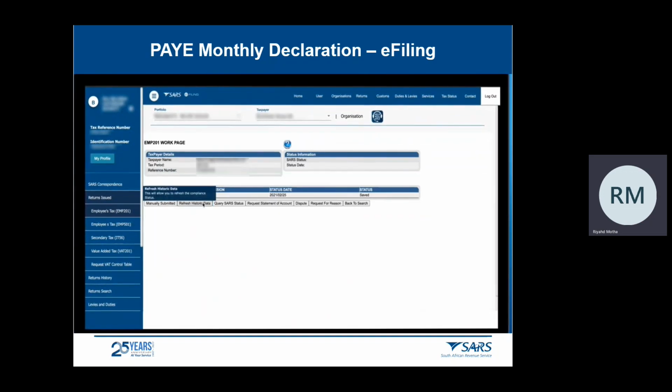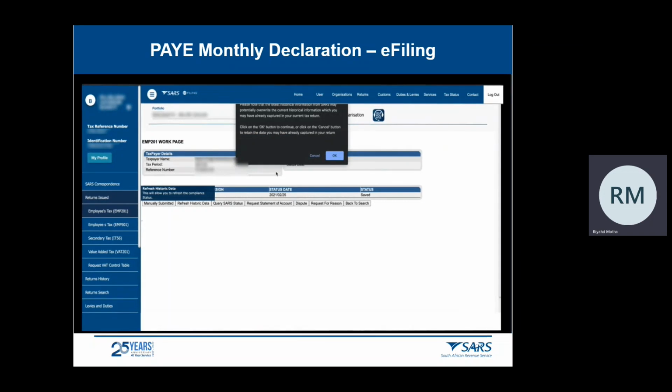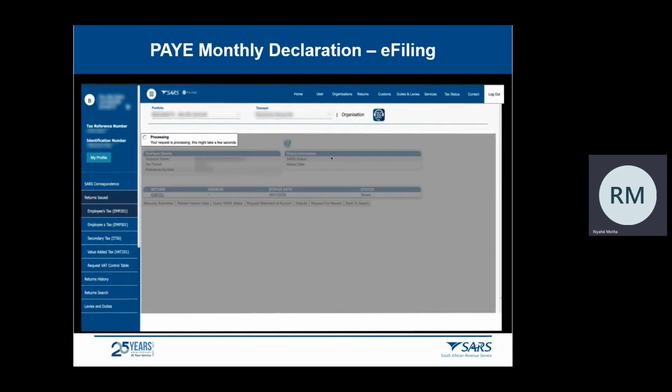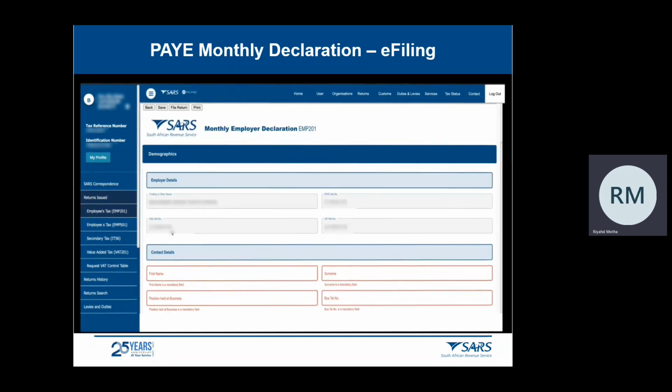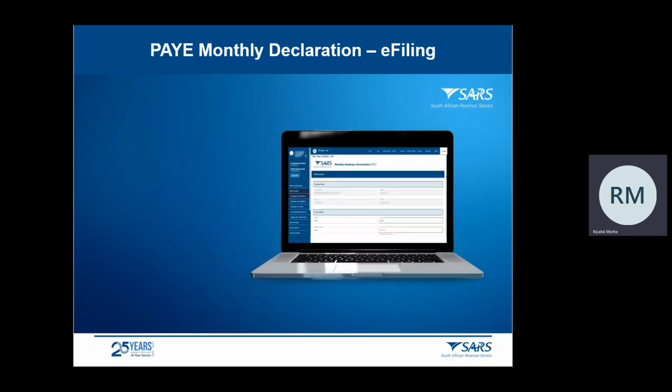Click Refresh Historic Data to refresh the EMP201 with the latest information on SARS records and update the compliance status. Carefully read the pop-up message and click OK. Your historical information will be refreshed. You can now complete the ETI utilized. Open the return and complete the process from where you left off.